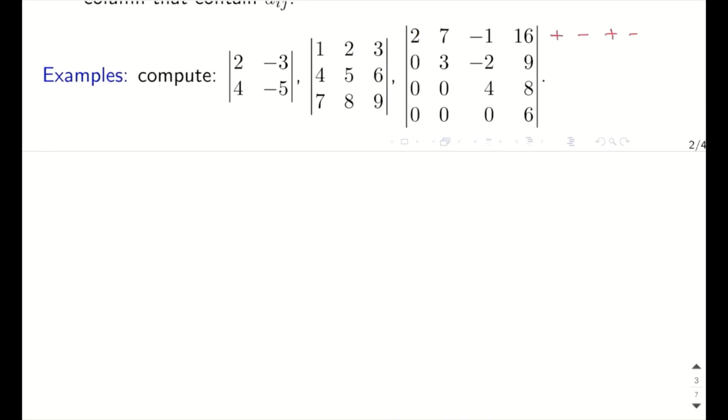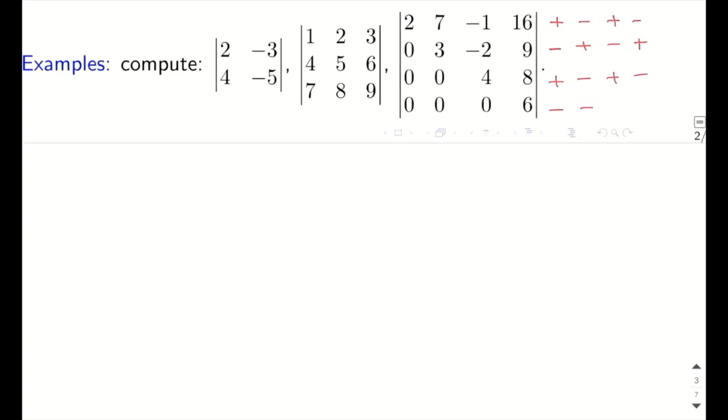That's because it's on the odd row. So the next one is going to be minus plus. If we expand along the third row, it's going to be plus minus. And if we expand along the last row, it's going to be minus, plus, minus, plus.